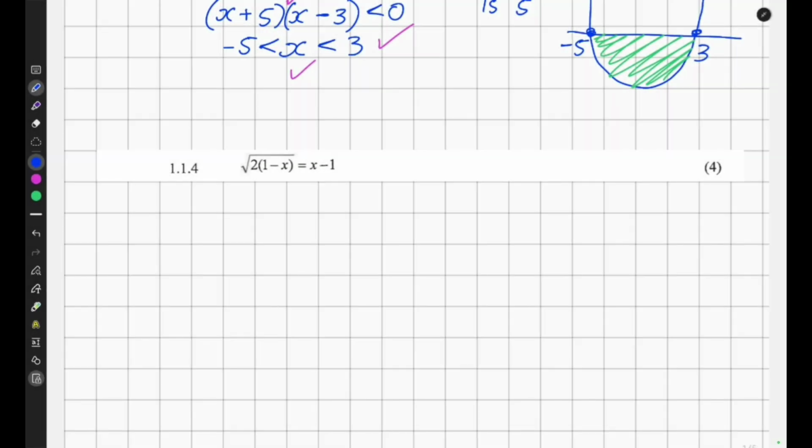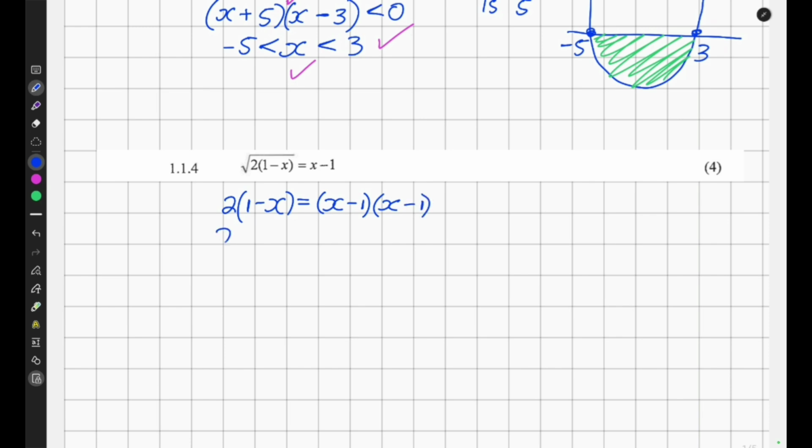1.1.4, a surd question. So also one that you will see in every single paper. Step one with this, I need to get everything that has a square root on the one side and everything that doesn't on the other side. In this case, they were nice, and that's exactly how they gave it to me. Now I'm going to square both sides. If I square the left, this surd is just going to cancel out. And if I square the right, remember, it is a duplicate bracket there. So that bracket squared means I'm going to write it out twice.